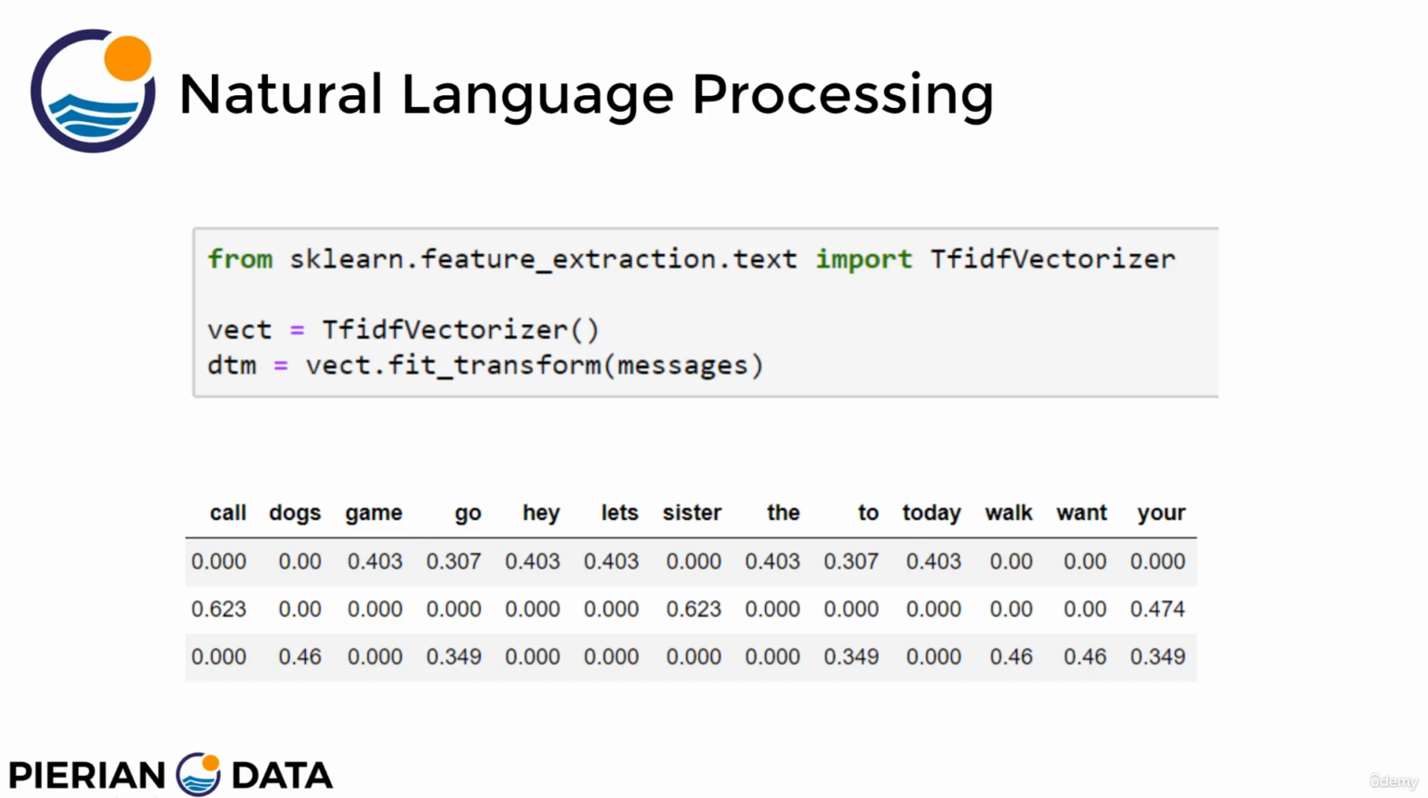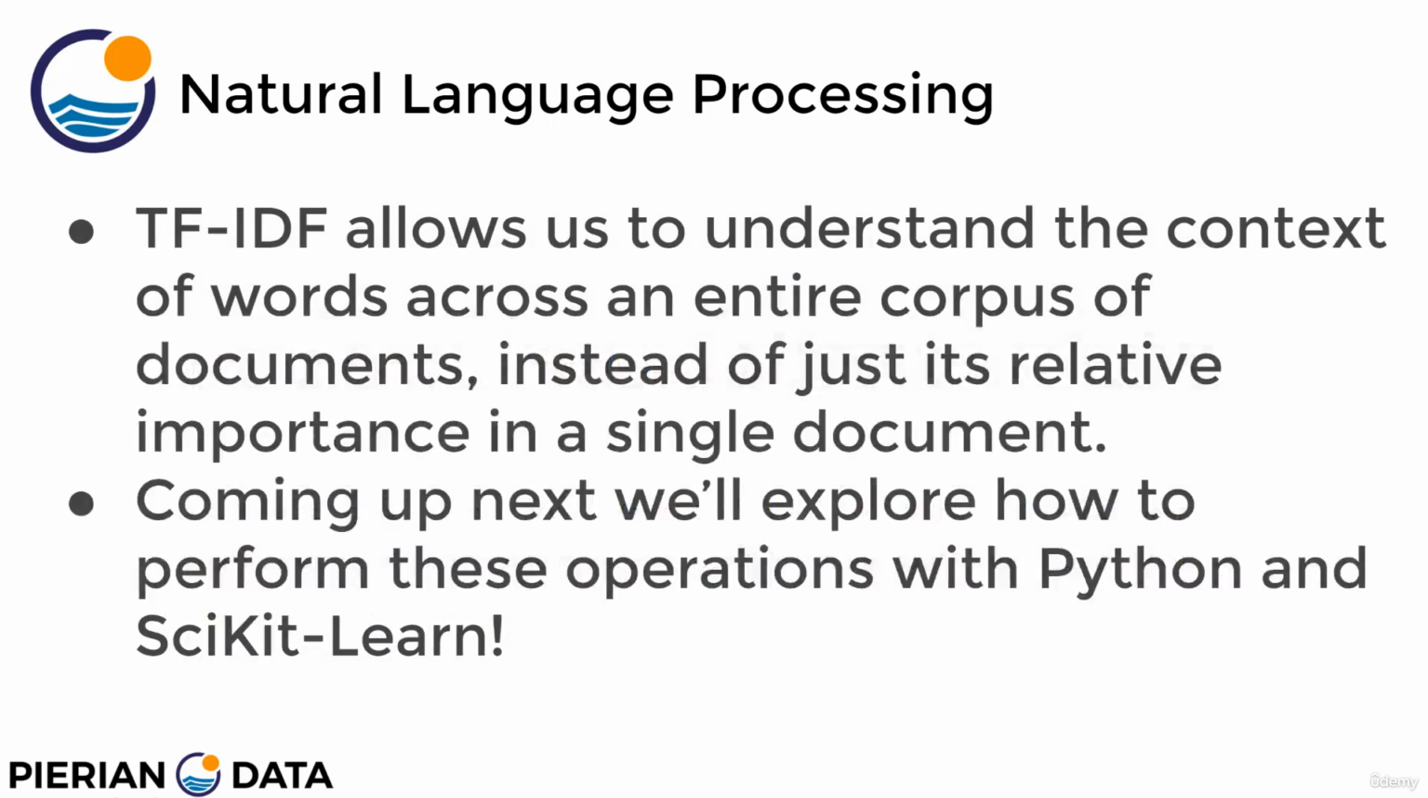And note what happens here. Instead of getting a bunch of zeros, ones, twos, threes, whole numbers, you get these ratios essentially telling you that the words are either unique or not so unique across all the documents. And it also takes into account how many times those words show up in any particular document. So it's combining count vectorization, that is the term frequency, along with the idea of how often any particular word shows up across all the documents. So TF-IDF allows us to understand the context of words across an entire corpus of documents instead of just their relative importance in a single document.